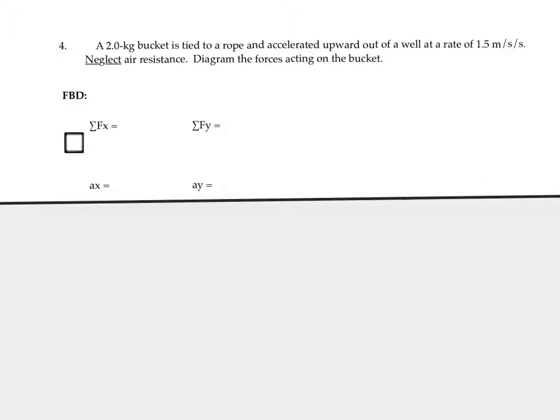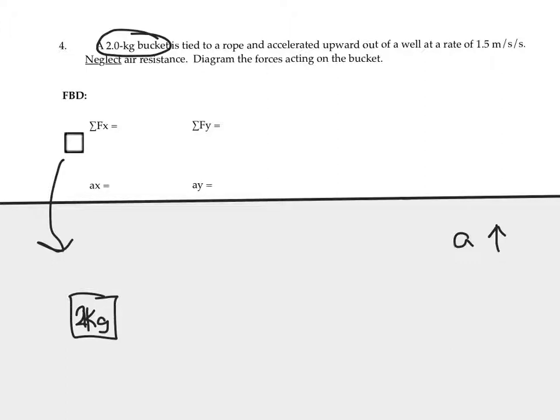So let's do that. It says a 2 kilogram bucket, so we've got a mass here. I'm going to draw my free body diagram down here just to get my space. It's tied to a rope and accelerated upward, and a little hint there, we're accelerating upward in a well at a rate of 1.5 meters per second squared. If we're talking about up and down, that is the y-axis, so we know the acceleration is a positive 1.5 meters per second squared. That's given to us. It says forget air resistance, so we're not worried about that.